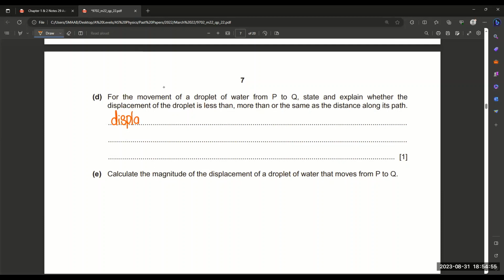Displacement is shorter, because in the graph when we measure the line, it will be shorter than the distance.